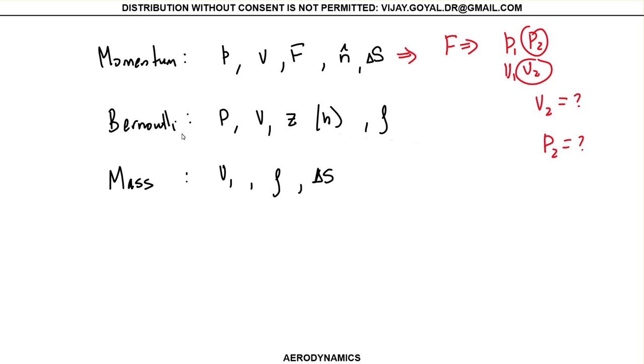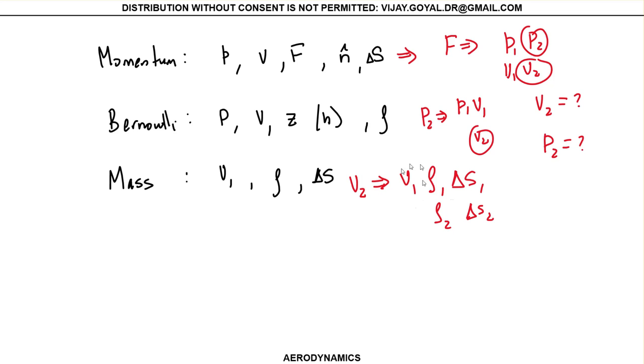Now, if I go to the Bernoulli equation, I can say, hey, wait, let's say I want to find P2 using the Bernoulli equation. But I need to know P1, I need to know V1 and V2, and I do not know V2. In this equation, I can't find V2 directly, because it depends on V1. So I have all these quantities, and I can then find V2.